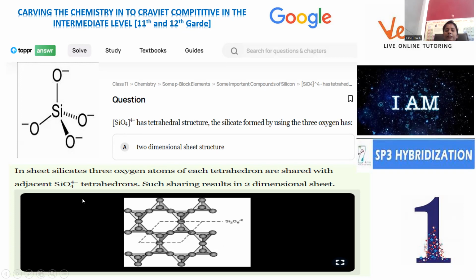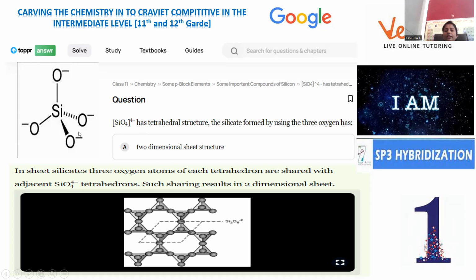In this sheet silicate, 3 oxygen atoms of the tetrahedral geometry are shared with the adjacent SiO4 4- tetrahedra. You can clearly see here that sheet-type molecules are repeated. Its general geometry is located over here. In SiO4, there are 4 oxygens and each oxygen carries a -1 charge, so overall SiO4 carries a -4 charge.